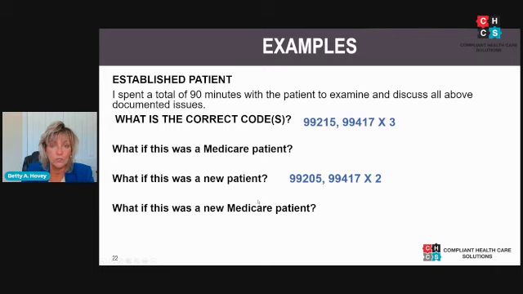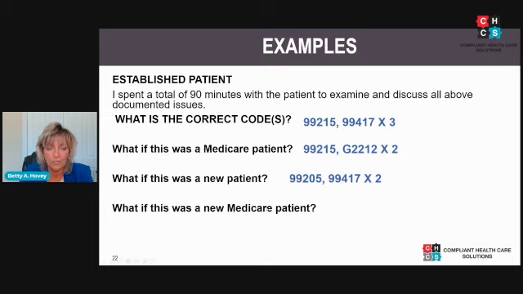Okay, so now we're going to pull our G2212 in. If it was a Medicare patient, new or established, it would be 99215 and G2212 times 2 units. Notice that even though in the first two answers they're both established patients, so they're both 99215, the prolonged service units are different because of how they count them, right?